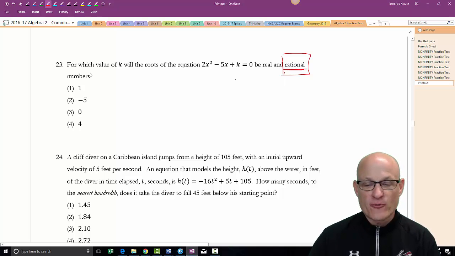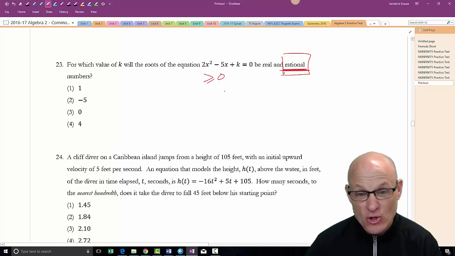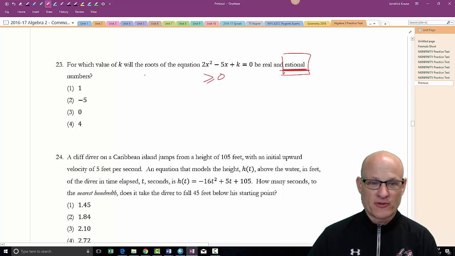All right, in order for them to be real and rational, first of all, in order for it to be real, it has to be greater than or equal to 0. In order for it to be rational, it has to be a perfect square. What has to be a perfect square, you ask? The discriminant, b squared minus 4ac. Well, this is a, this is b, and this is c.